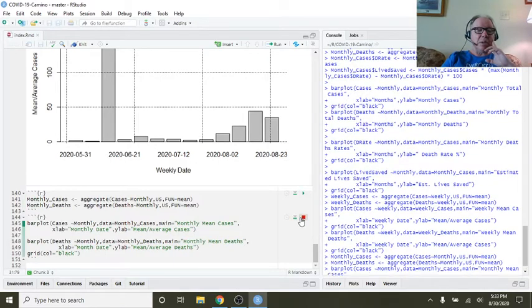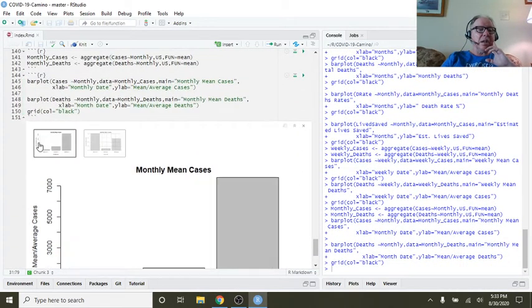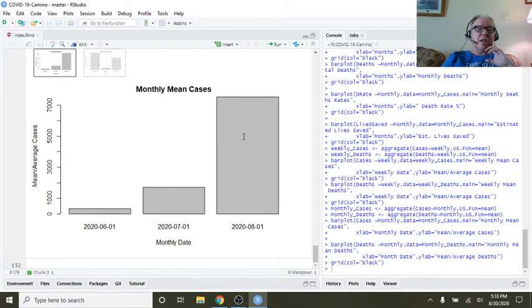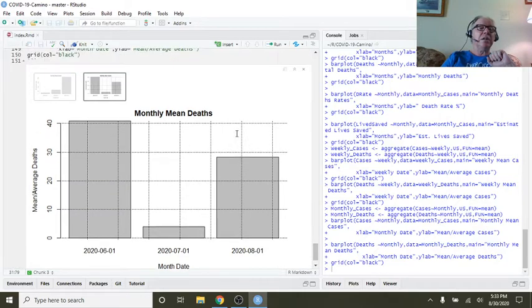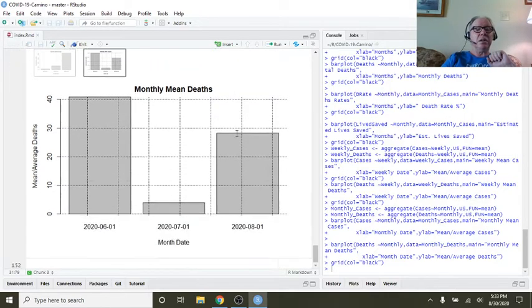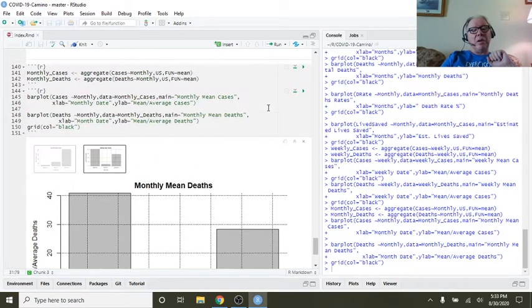Monthly cases. You can see a steady decline, over 7,000 cases in August, with a day to go. Deaths, that's about, well, 20. Can it really be right? 20 for the month of August so far? That doesn't sound right. You may want to ignore that one also.